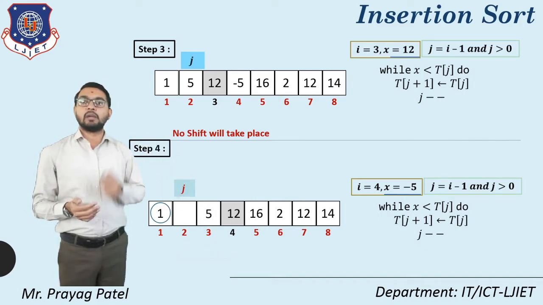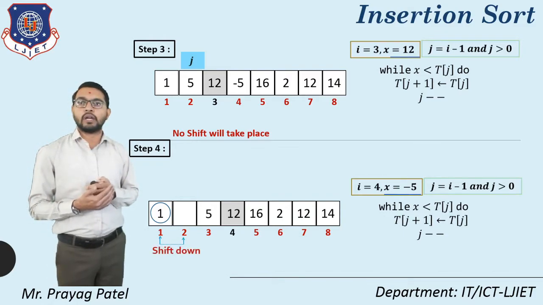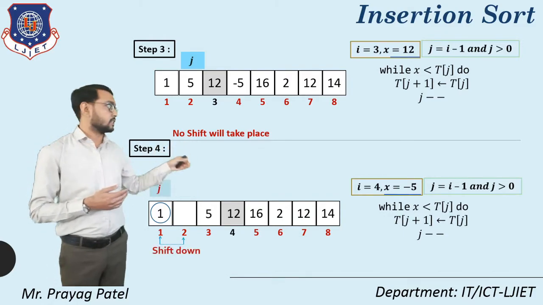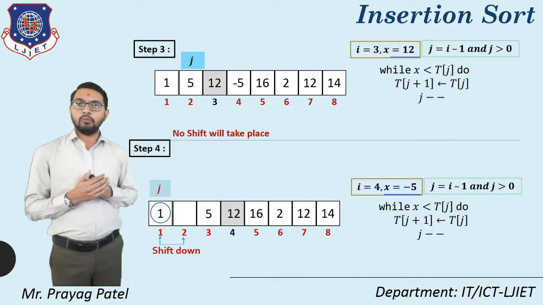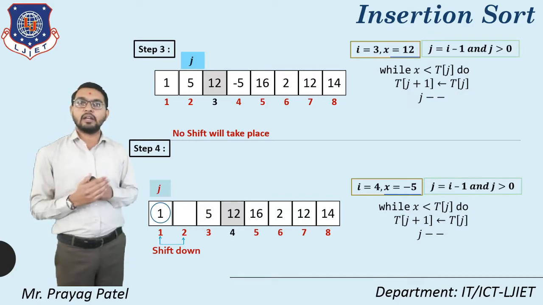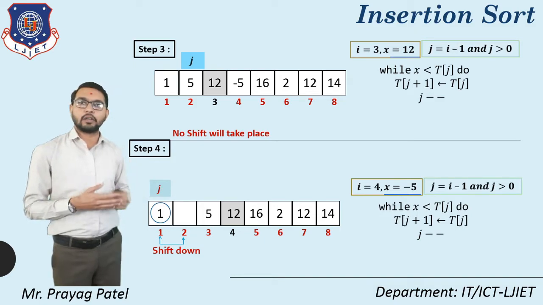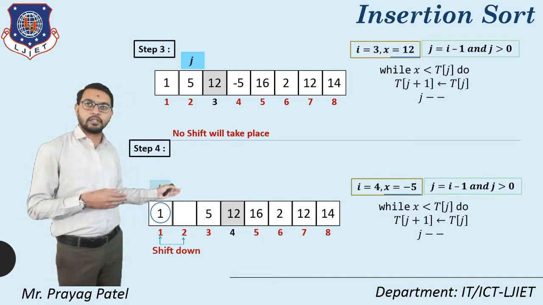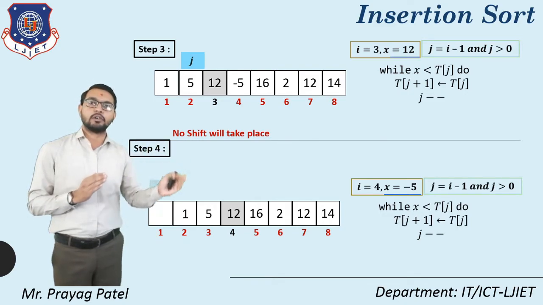Now consider the decrement of j. So j is already equal to 2. Now decrement of j, then j is considered as location 1. x equal to minus 5, a[1] equal to 1. So minus 5 is less than 1. Yes. Then the right shift or shift down operation will be executed. So here consider shift down means 1 moves from location 1 to location 2.